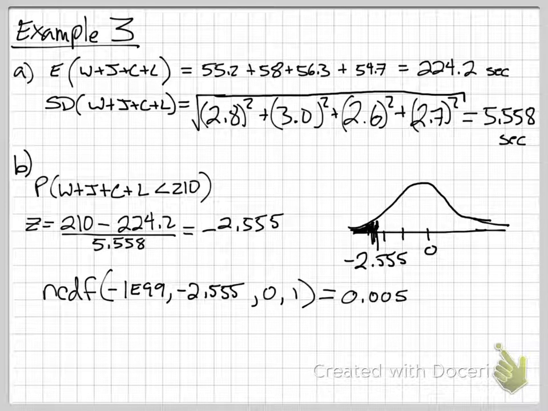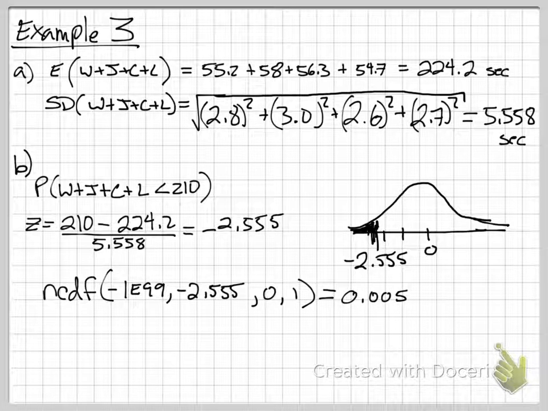Now for B, we wanted to know the probability that they're less than 210 seconds, and do you think the team is likely enough to make the time at the section meet? So we're looking for the probability of all of our random variables added together being less than 210. This is our first less-than example. You have the mean and standard deviation, so you should have been able to find the z-score.